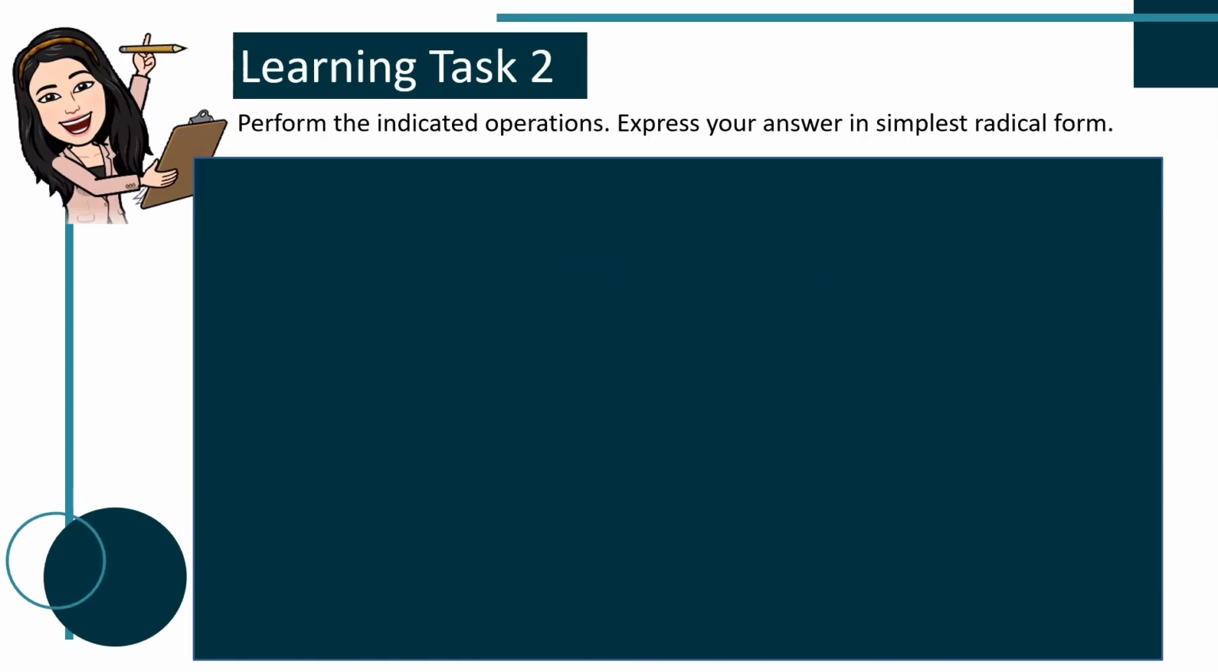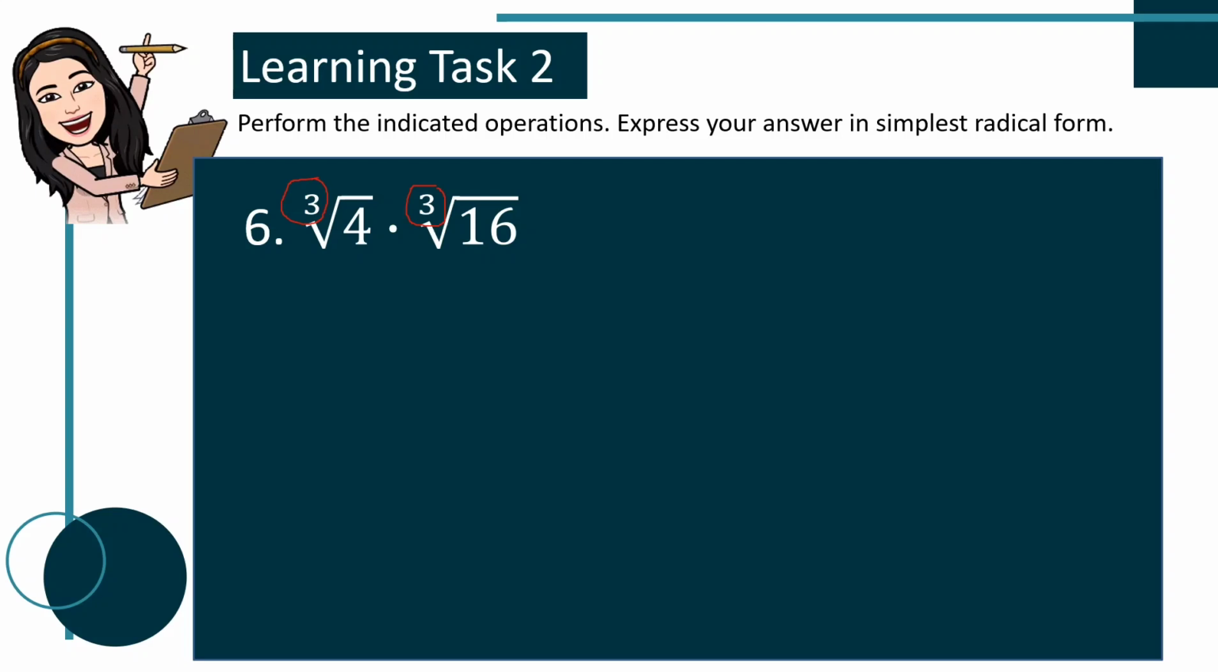Now let us try the sixth example. So we have cube root of 4 times cube root of 16. This time, multiplication naman ang ating operation. So we will apply the rules or the ways on multiplying radicals with the same order. If you notice, our indices are the same.